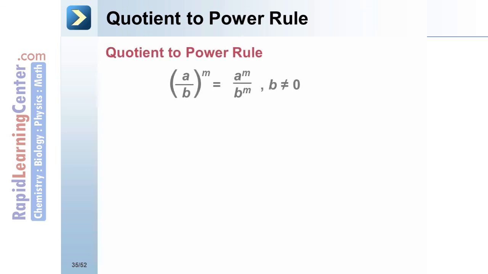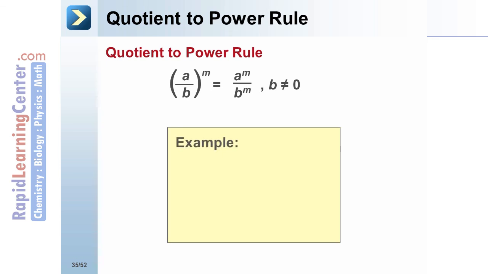Quotient to power rule. The quantity a over b raised to the m power equals a to the m over b to the m, where b cannot equal 0. For example, the quantity 7/9 squared equals 7 squared over 9 squared. This simplifies to 49/81.